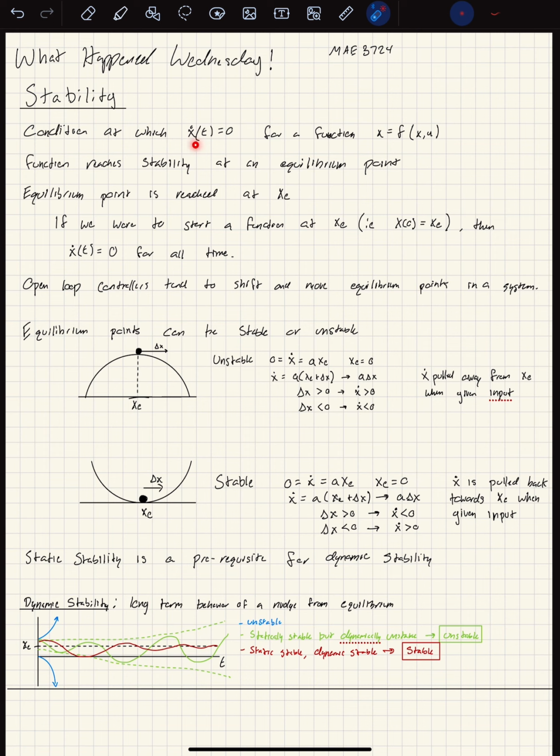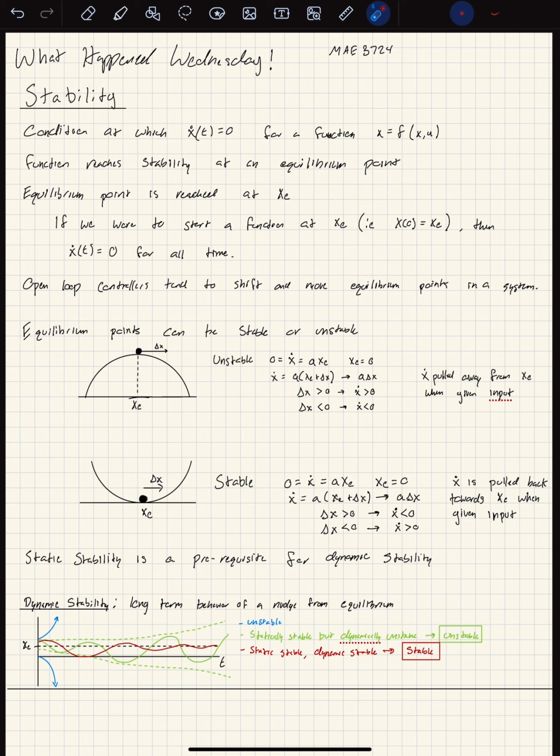Stability is a condition at which x dot as a function of time is equal to 0. Typically, this function is defined as x dot is equal to a function of both x and u, our input. This function reaches stability at an equilibrium point that we typically denote as x subscript e. If we were to start said function at x e, i.e. our x at time 0 is equal to x e, then our x dot of t would be 0 for all of time, and the function would remain at this equilibrium value.